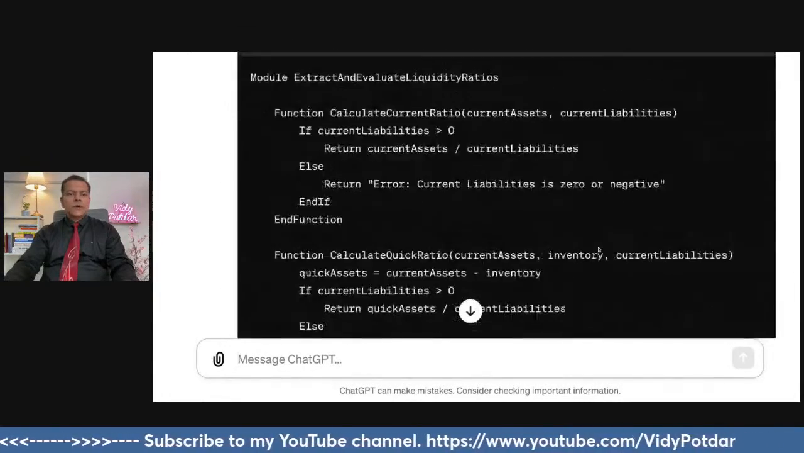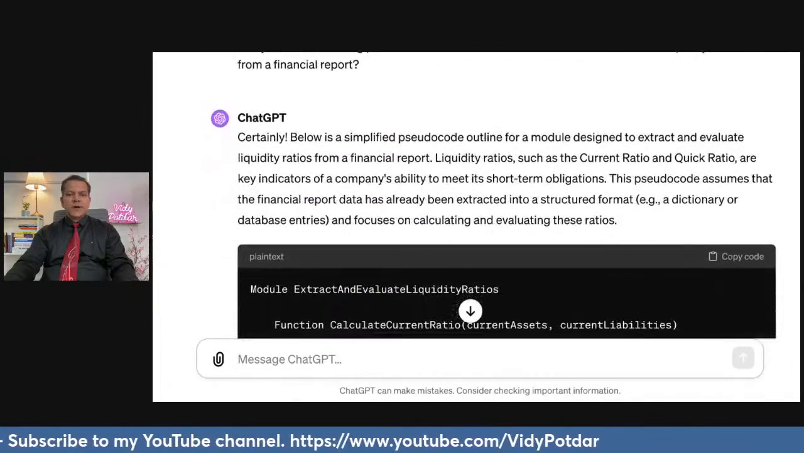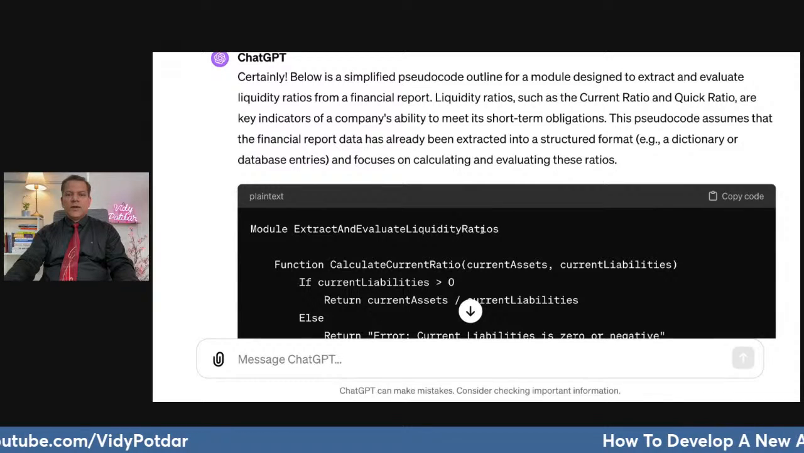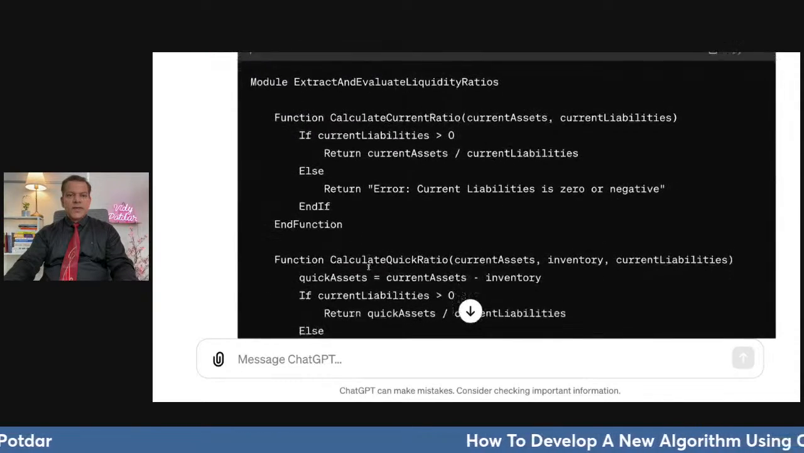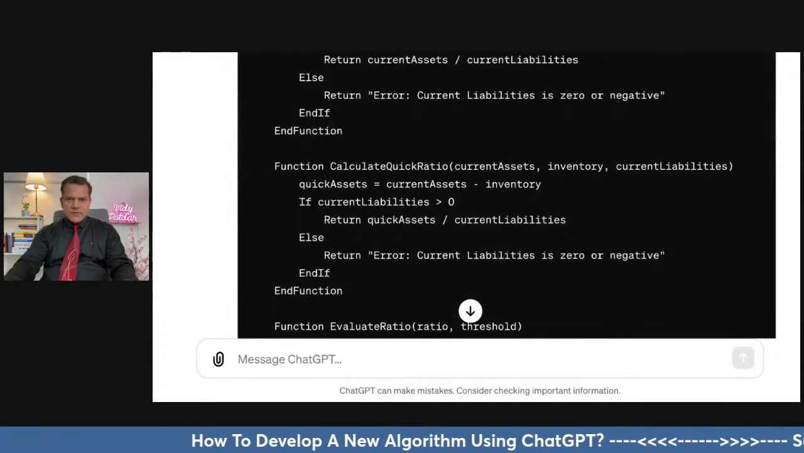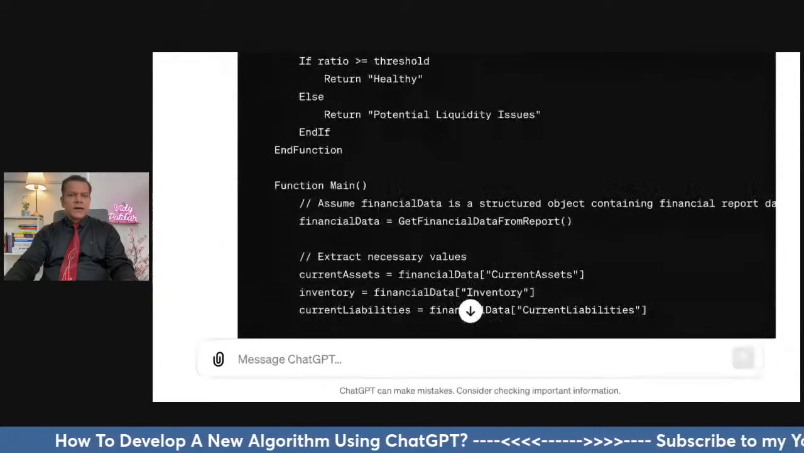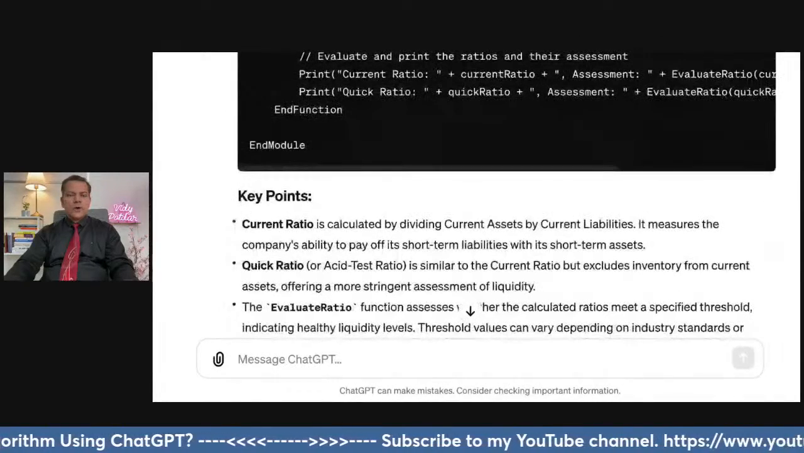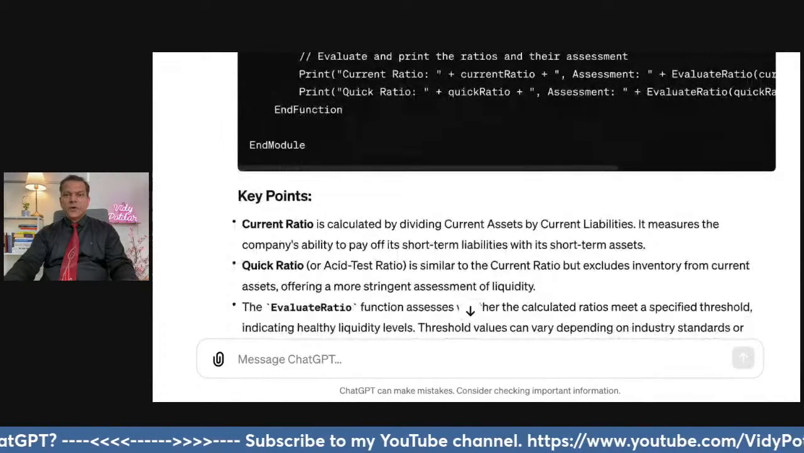Okay, so it has given us this code for extracting and evaluating the liquidity ratio. So this is the functionality or code. I don't know which language this is, maybe Python. But yeah, this is the code that you can use for designing that specific model.